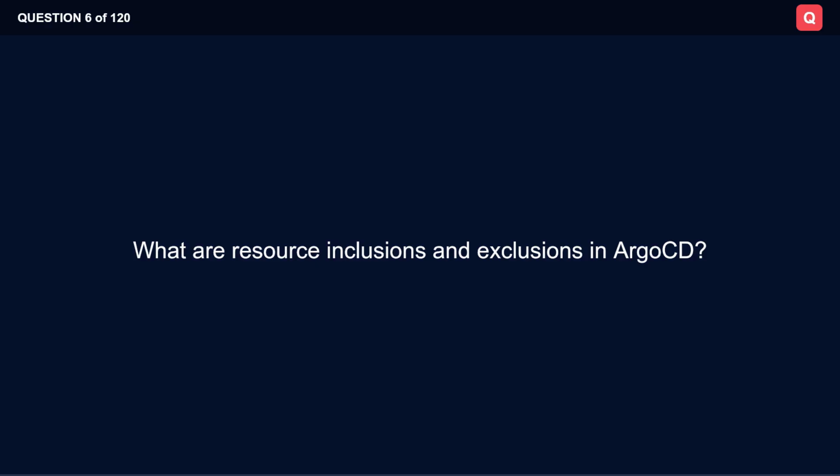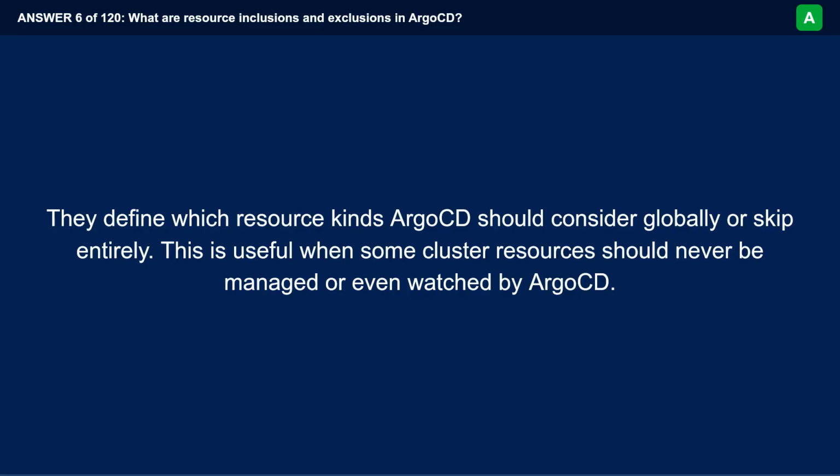What are resource inclusions and exclusions in ArgoCD? They define which resource kinds ArgoCD should consider globally or skip entirely. This is useful when some cluster resources should never be managed or even watched by ArgoCD.